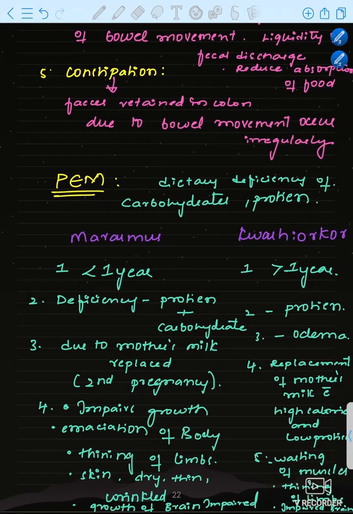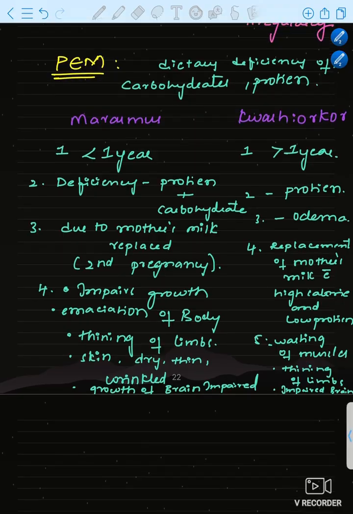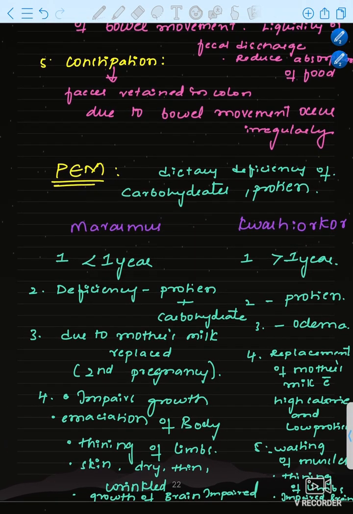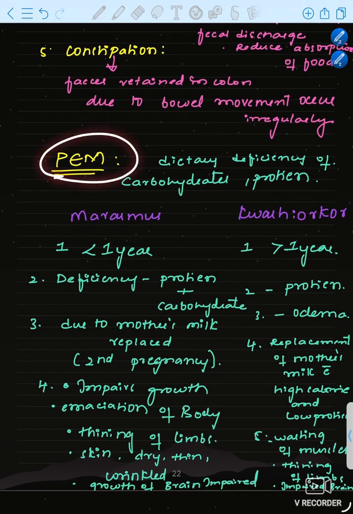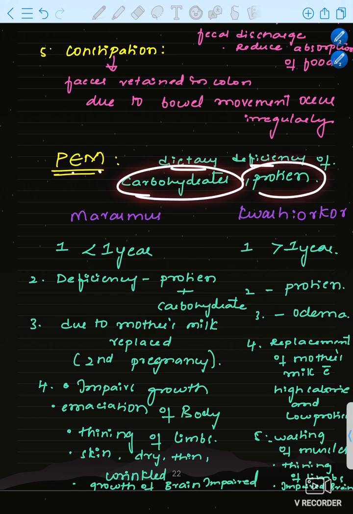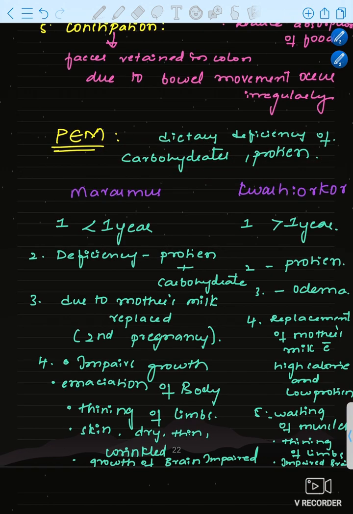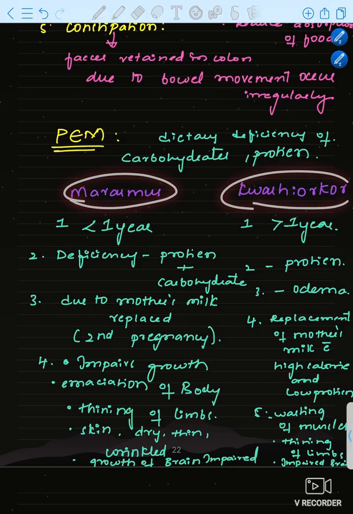Okay. Next, the last topic is PEM. PEM is protein energy malnutrition. Energy means calorie, so protein energy malnutrition means dietary deficiency of carbohydrates and protein. You know this from the beginning. Two are there, marasmus and kwashiorkor.